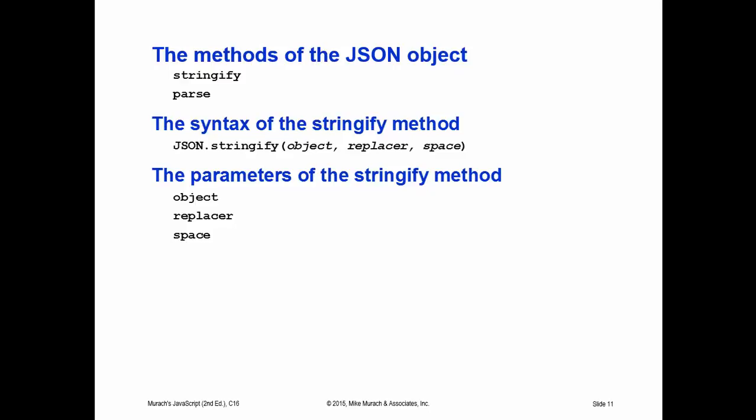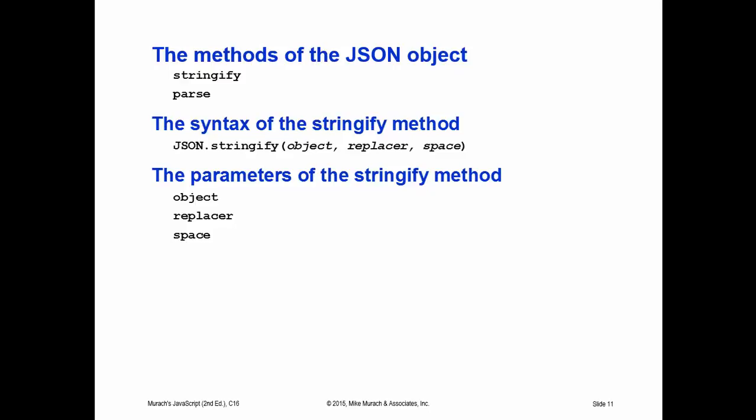Now, if you want to use the stringify method, there's the syntax in the middle of the slide there. And it requires 3 parameters. Object, which is the JSON object to be serialized to JSON. Some people call it JSON, some call it JSON. It doesn't really matter. Replacer, which is an optional function or array that controls how the object will be serialized. And space, which is an optional number or string that inserts white space.